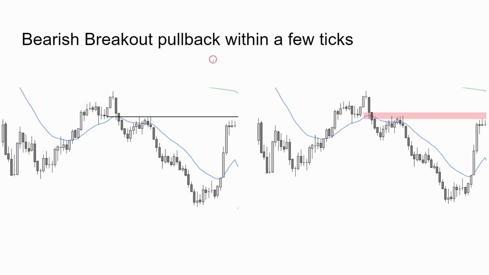Bearish breakout, pullback within a few ticks. This is the same chart here and here. We see that there's a lot more overlap within this trend. What I mean by that is there's more of a range bound, so we could see more tests, a little bit more pullbacks, but the concept is the exact same.